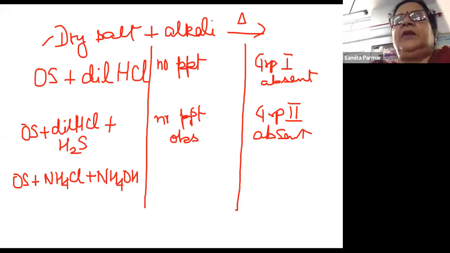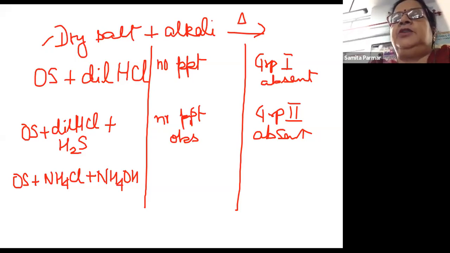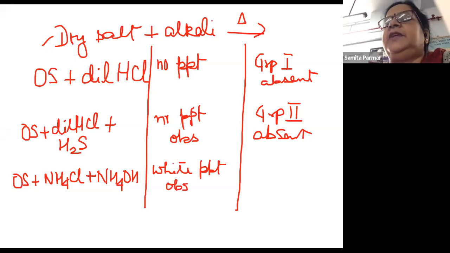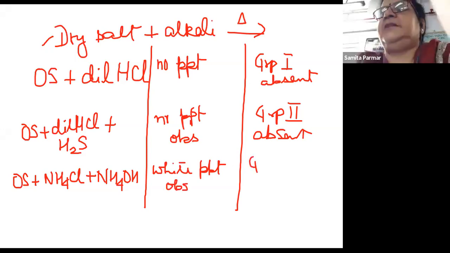That is why, in the presence of ammonium chloride, when you are adding ammonium hydroxide, the common ion effect comes into play, and only the required number of hydroxide ions will be formed. All right. So in the salt that we will be doing today, here you are supposed to get a precipitate, and after the PPT has been obtained, you will proceed for the group analysis. So white PPT observed, and what you will write here is group 3 present.